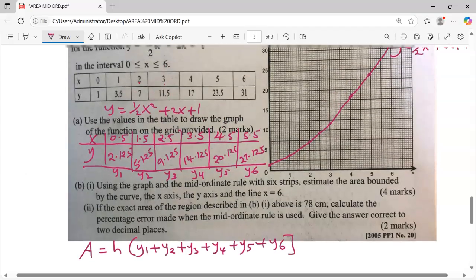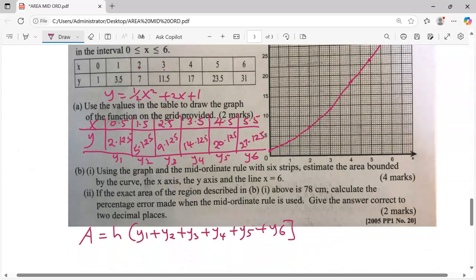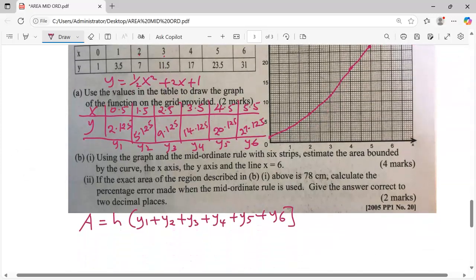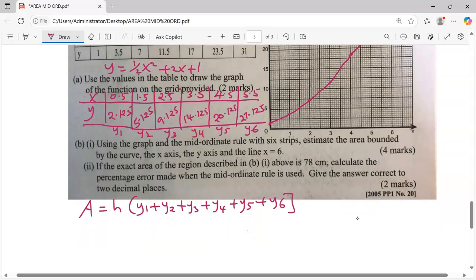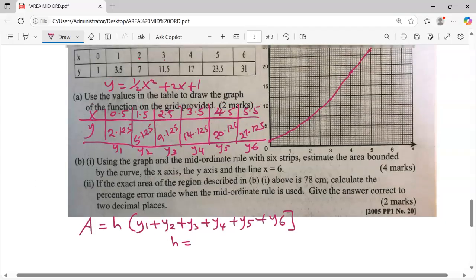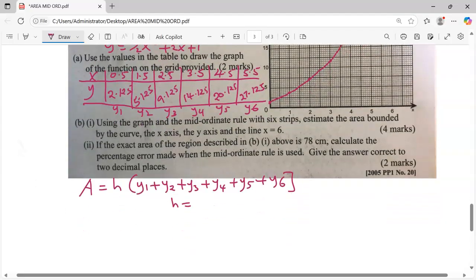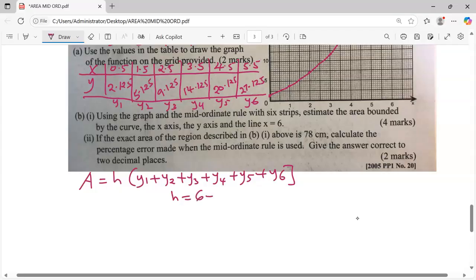We know that the height of the ordinates will be given by, so for us to get the height, we are going to take the maximum value of x, which is 6. We minus the minimum value, which is 0. We divide by the number of strips. In this case, we are using 6 strips, meaning our height is going to be 1 unit.